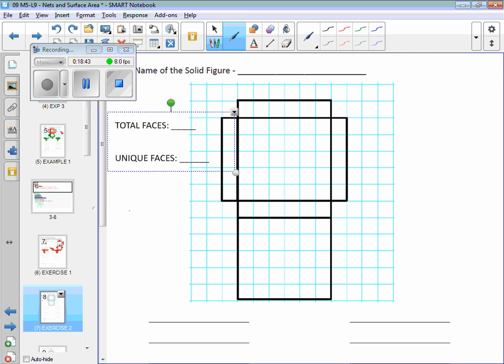Okay, try this on your own. How many total faces? And you should now know that all rectangular prisms always have 6, including the cubes. Unique faces. Better count carefully.